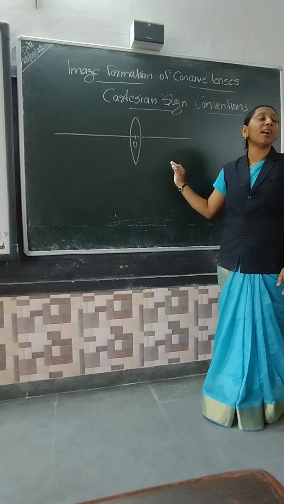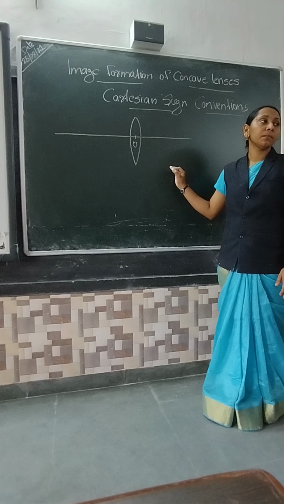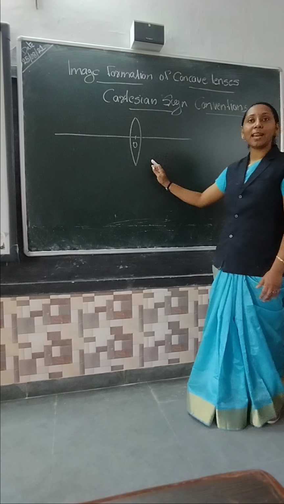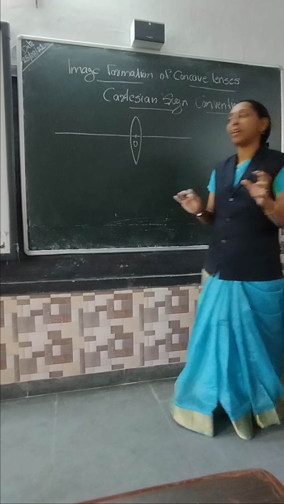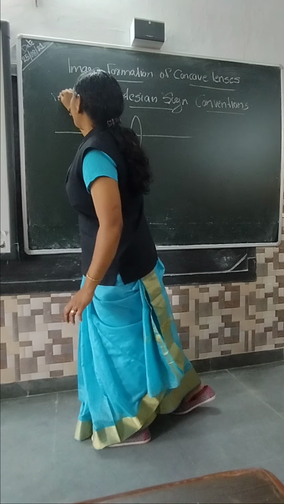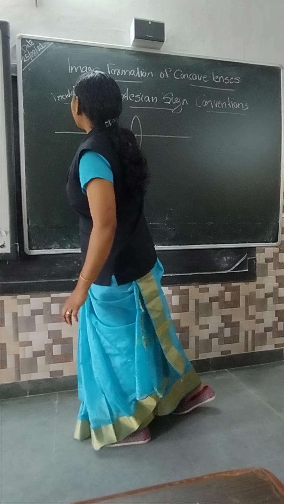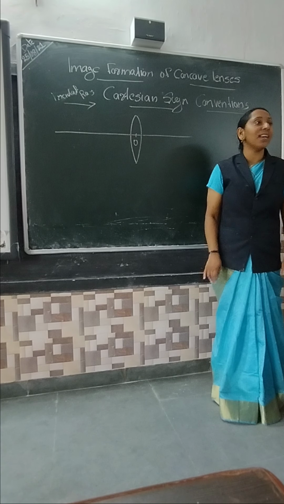Listen here, everyone. So convex lens, principal axis, optical center. Almost the direction of incident ray is this. Okay, this is my incident ray. Keep it in your mind. Almost the direction of incident ray is constant in this case. This is the direction of incident ray.